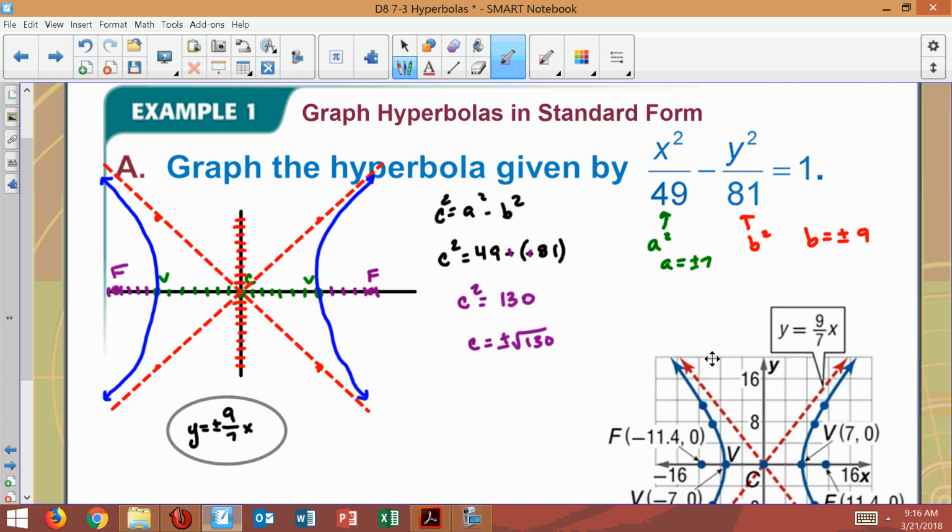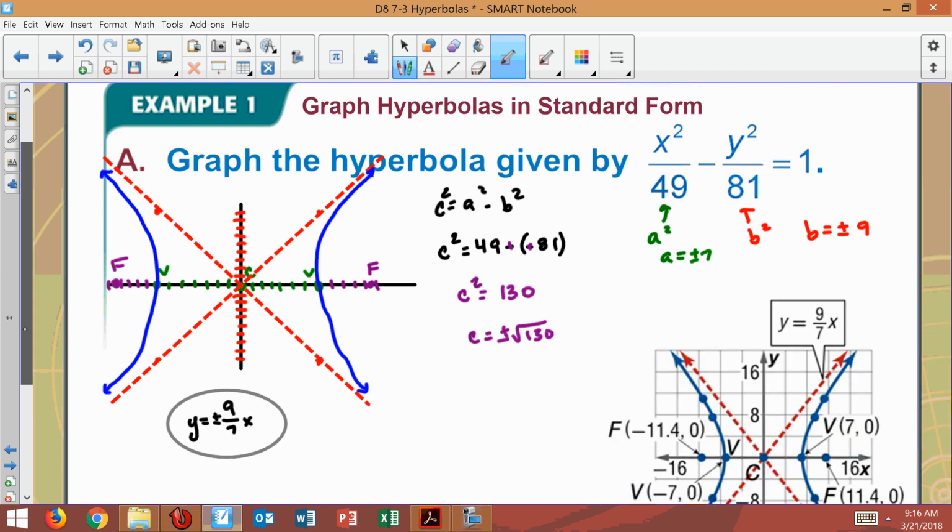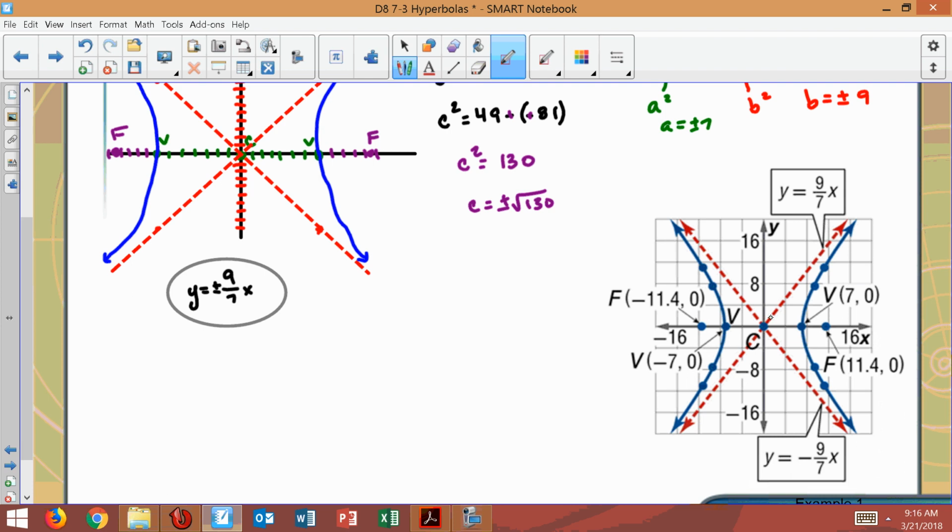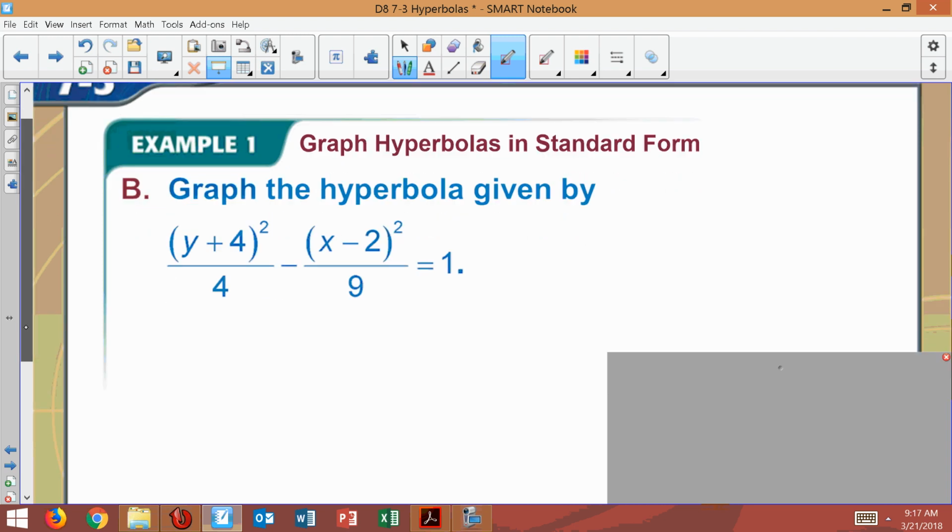Now we can look at their picture, and you can see everything is what I just said. You have the positive 9 over 7x. This is the negative 9 over 7x. You have the foci between 11 and 12. It's 11.4, and those vertices. Now I'll try to do another one. This time I'll go a little bit quicker.